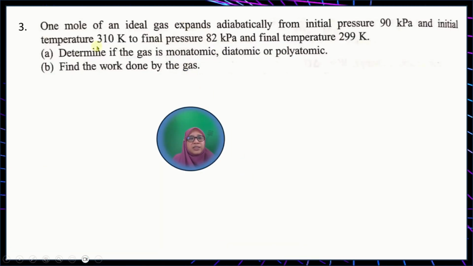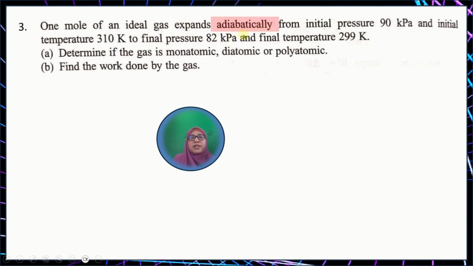Question 3. 1 mole of an ideal gas expands adiabatically from initial pressure 90 kilopascal and initial temperature 310 Kelvin to final pressure 82 kilopascal and final temperature 299 Kelvin. Determine if the gas is monoatomic, diatomic, or polyatomic. Then find the work done by the gas. We are given that the process is an adiabatic change.